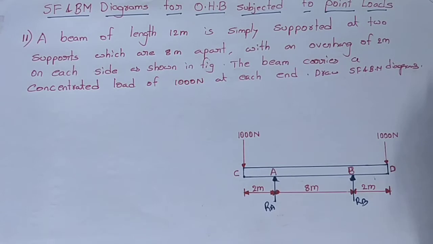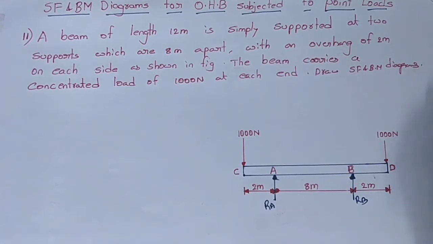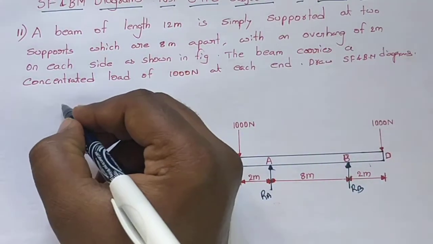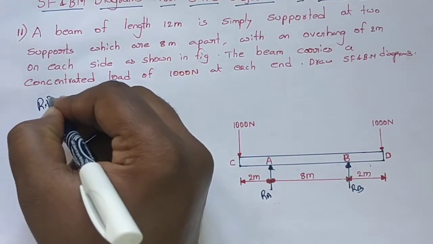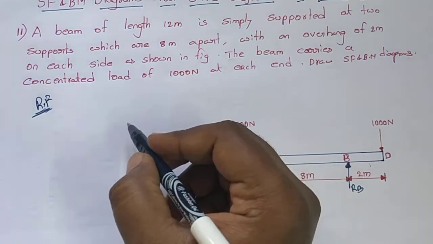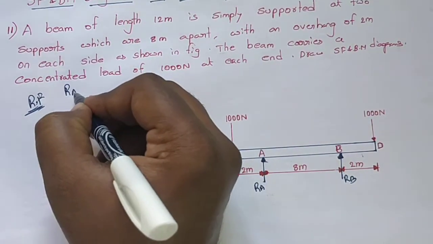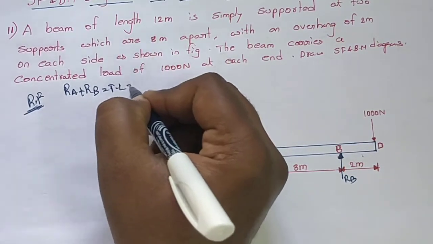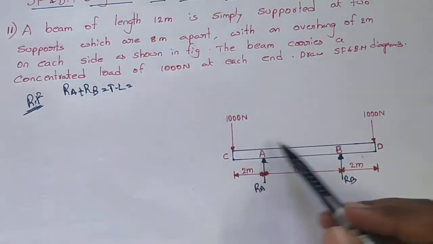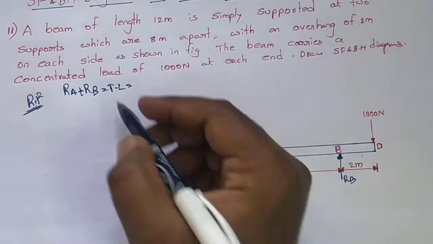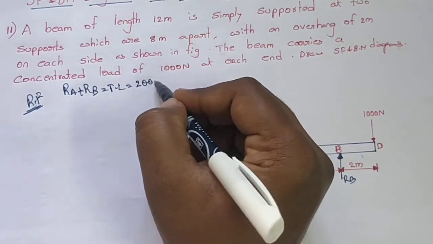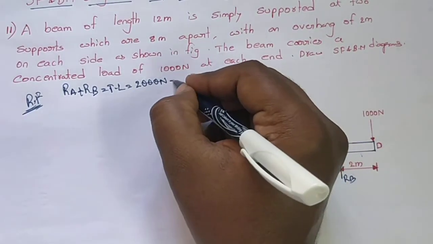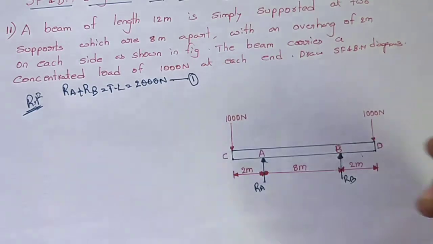We know that from the equilibrium equation, RA plus RB. Now I am calculating the reaction forces. We know that RA plus RB is equal to the total load on the beam. Here the total load on the beam is 2000 newtons, 1000 plus 1000, that equals 2000 newtons. I am considering this equation as 1.